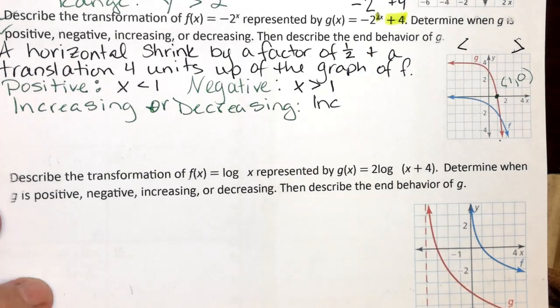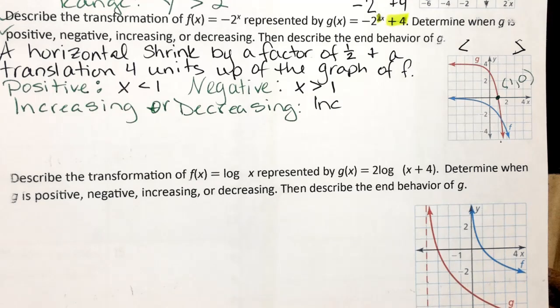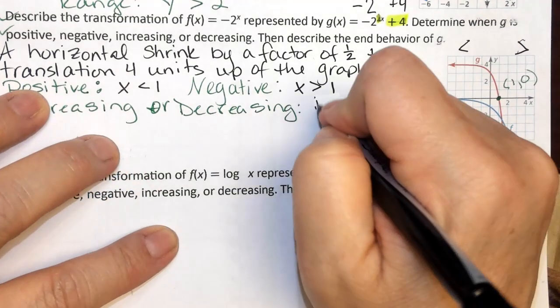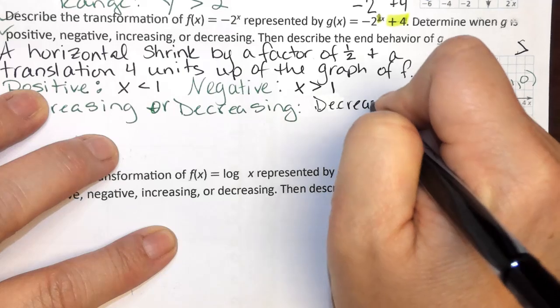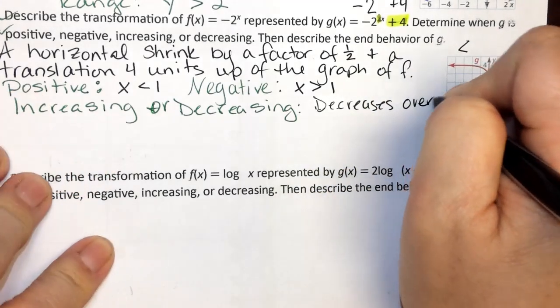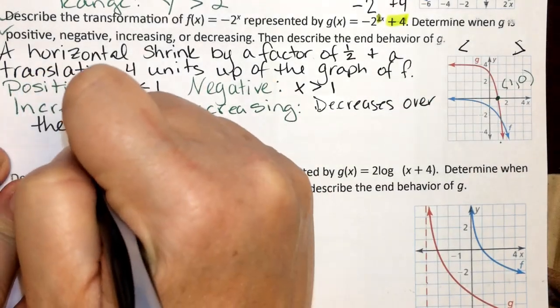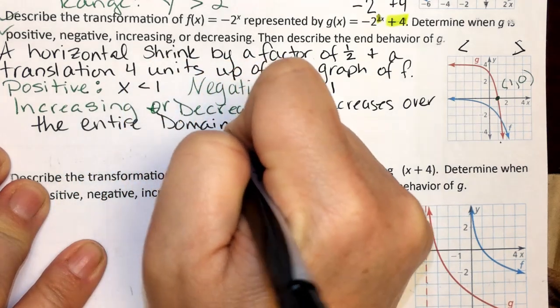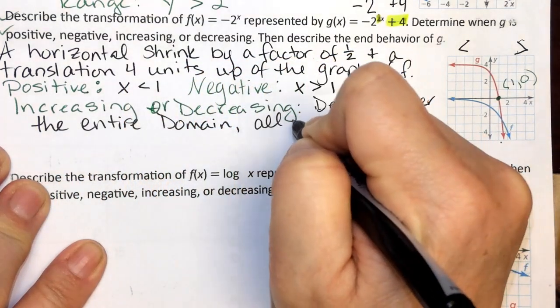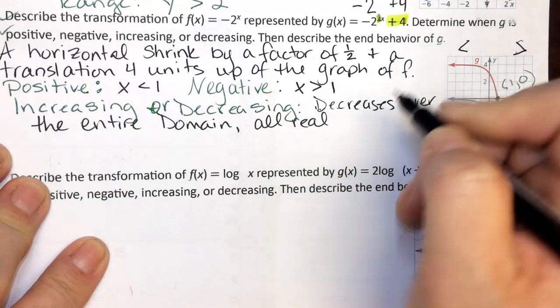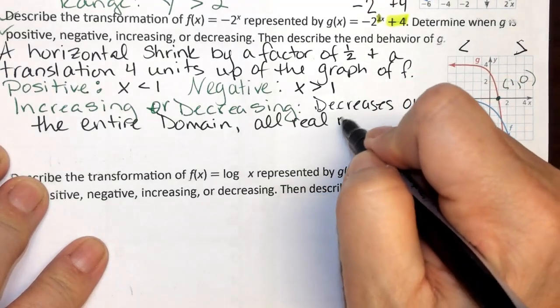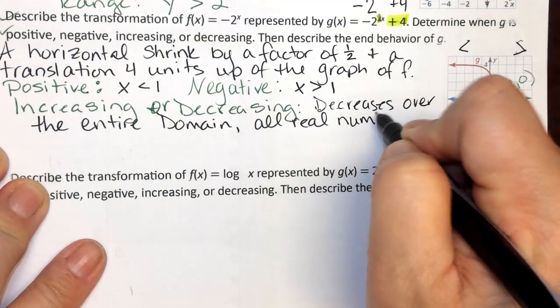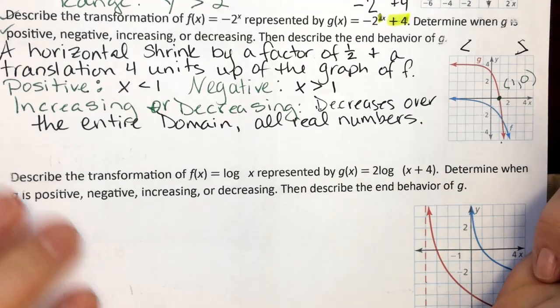Not increase, decrease. So it decreases over the entire domain, which is all real numbers. They may give you that option just to put all real numbers. So increasing would be no real numbers. Decreasing for this one would be all real numbers. Sometimes Big Ideas does it that way.